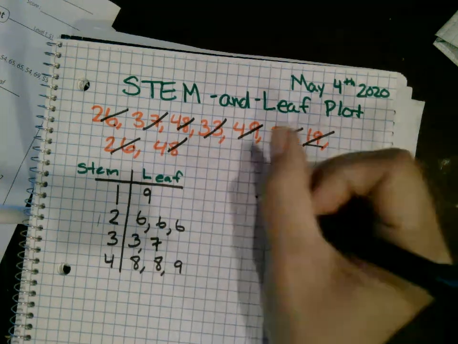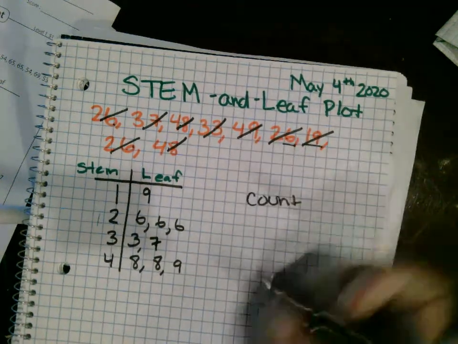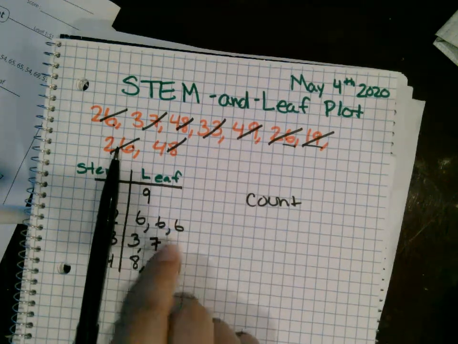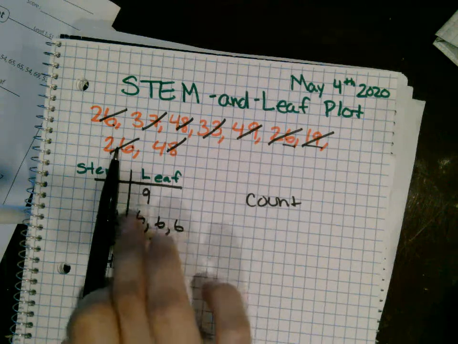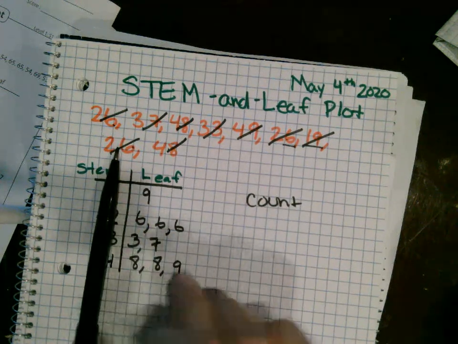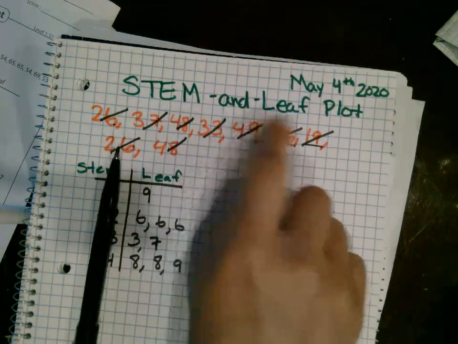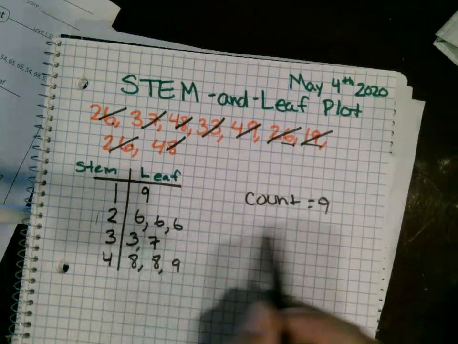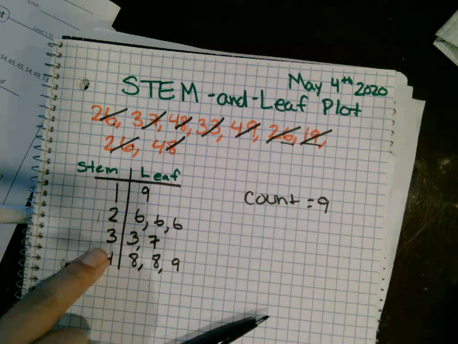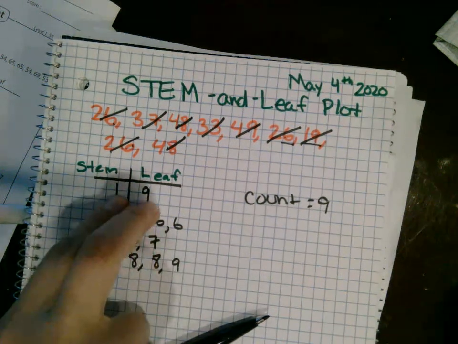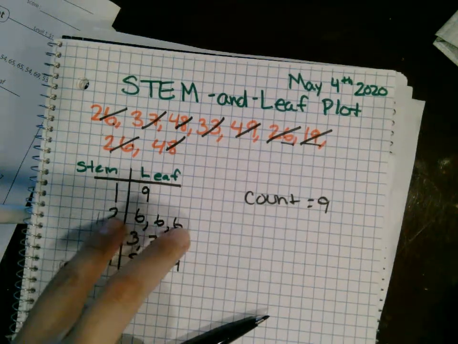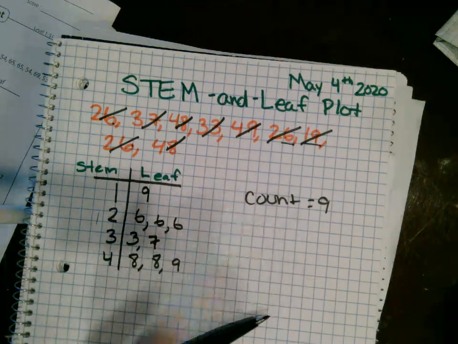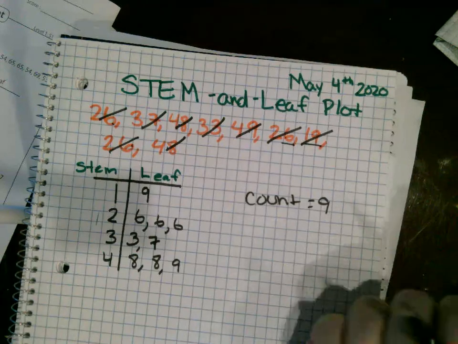What is our count? You don't count the stem part, you count the leaves. So 1, 2, 3, 4, 5, 6, 7, 8, 9. So there were 9 numbers. So the count is 9. Like, how many numbers are there? There are 9. You don't count this. You count the leaves because this represents 19. This represents 26, 26, 26, 33, 37, 48, 48, 49, right? So the count is 9. There's 9 numbers on there.